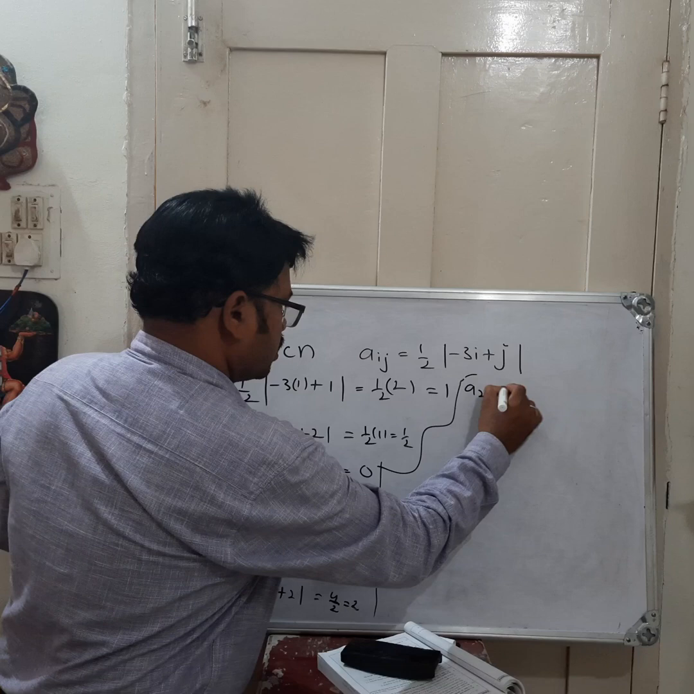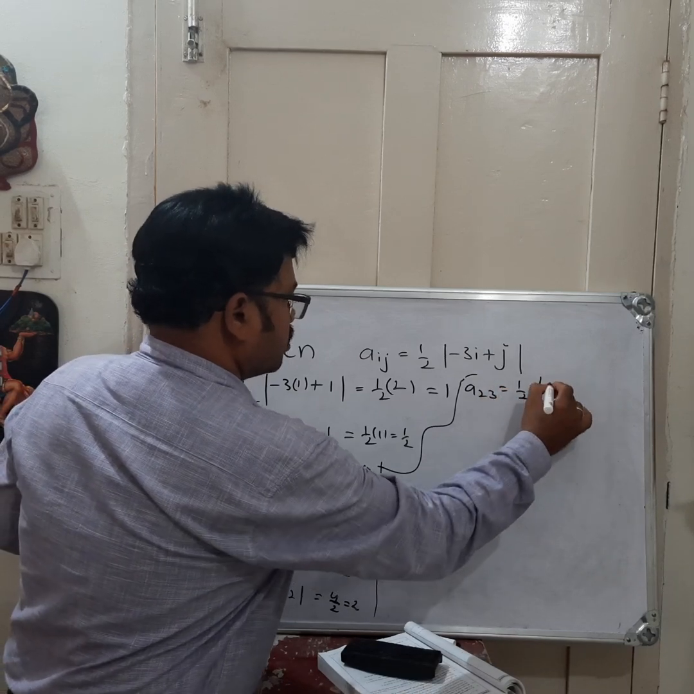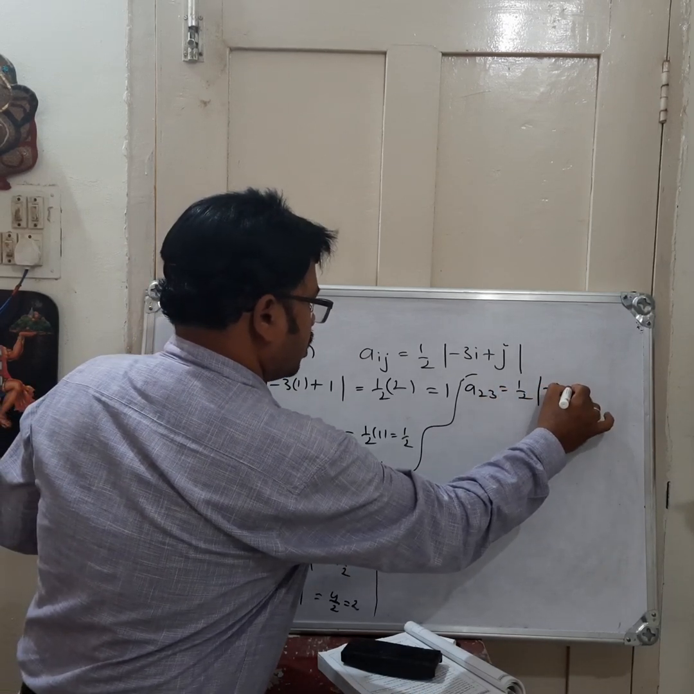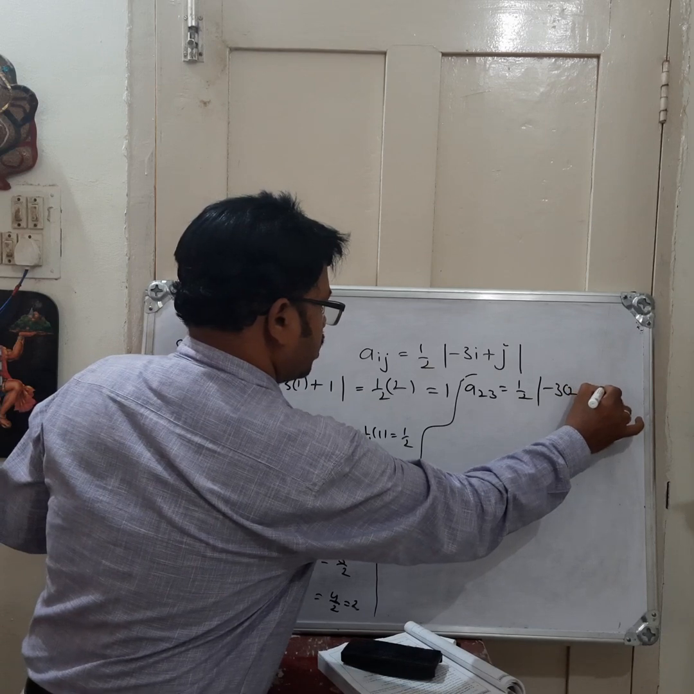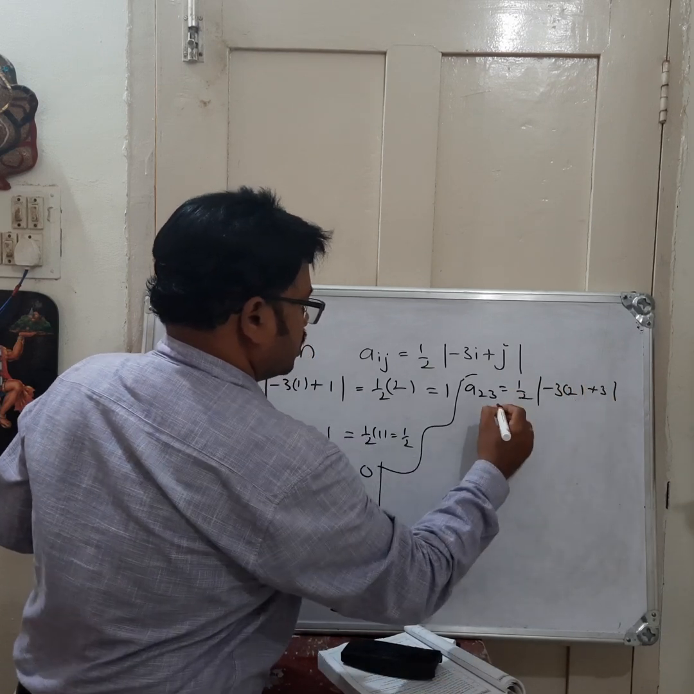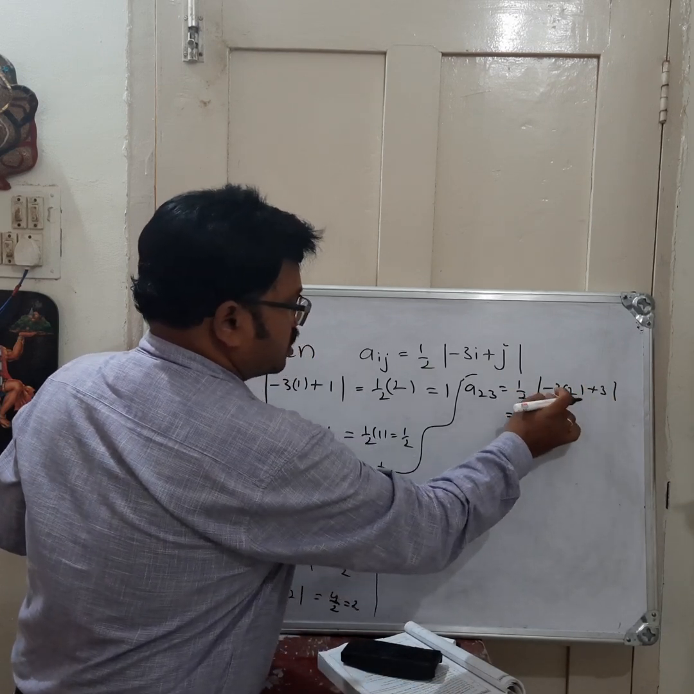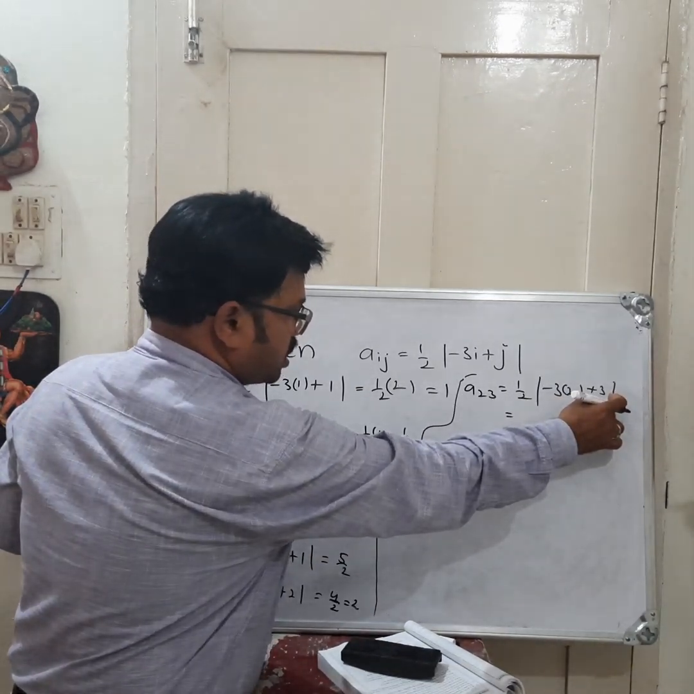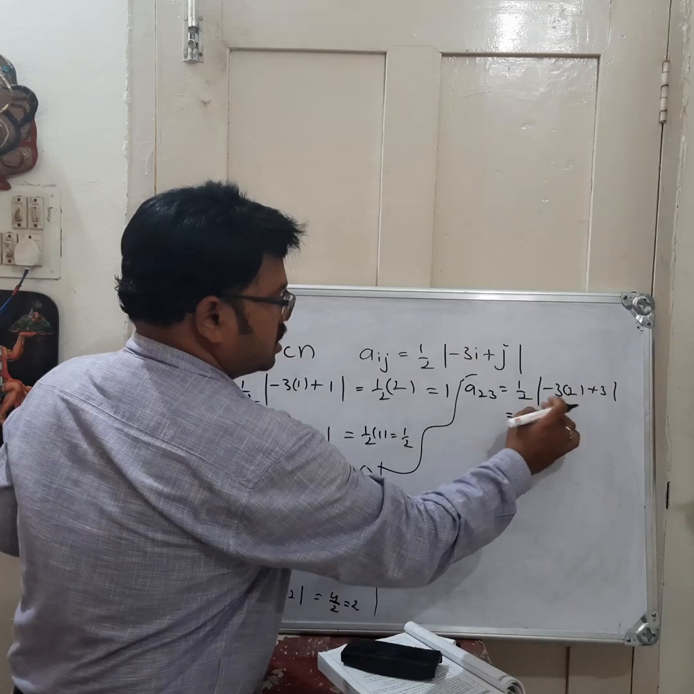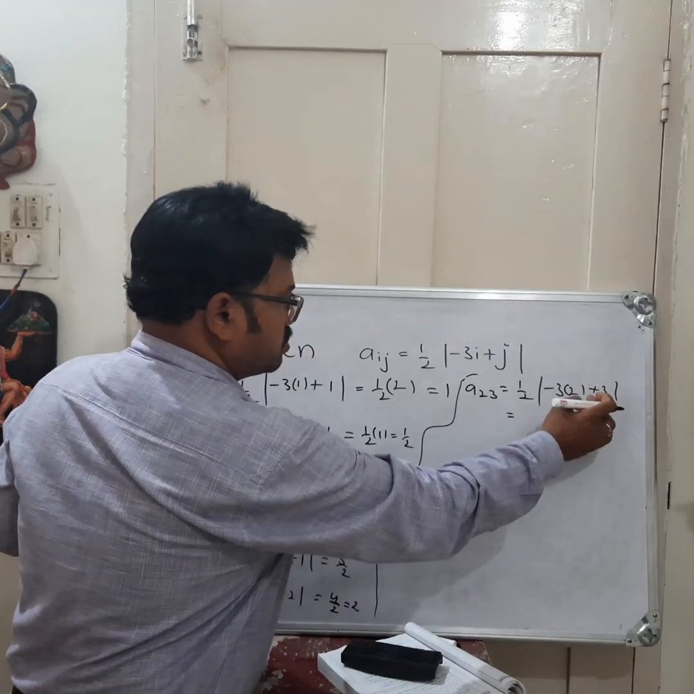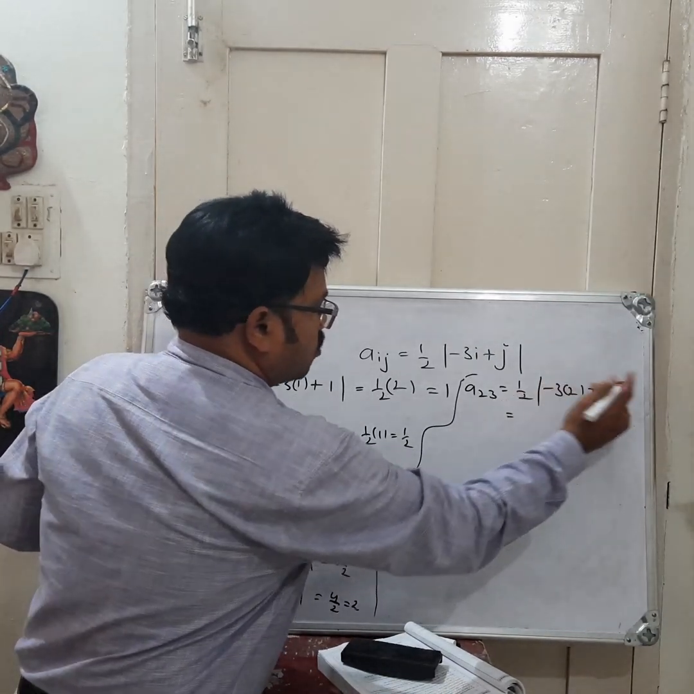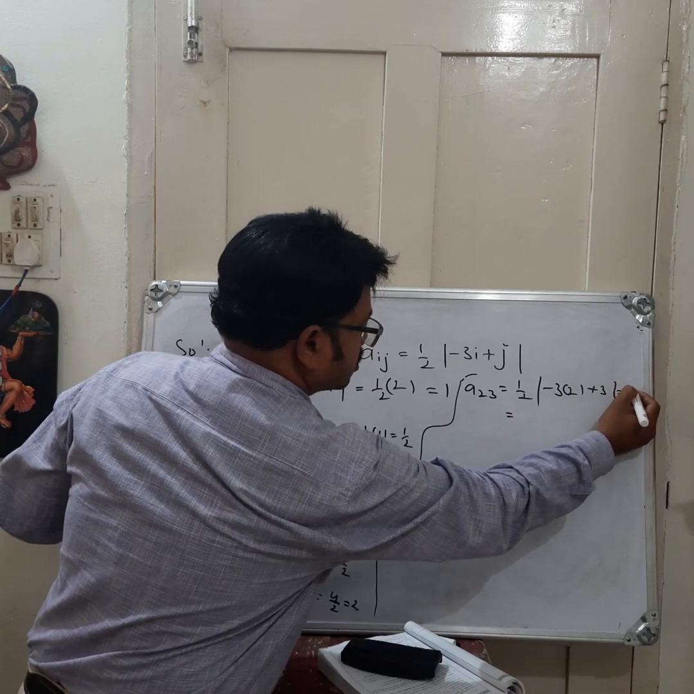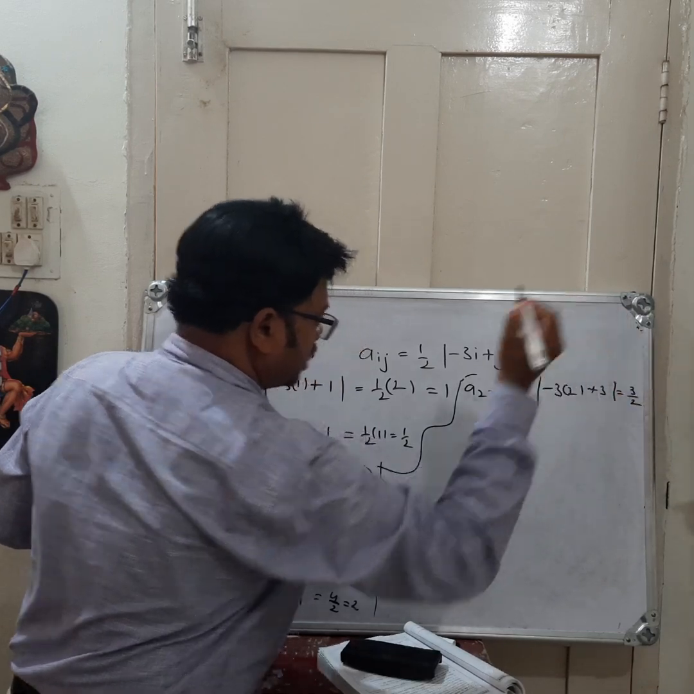A23 is equal to 1 by 2 minus 3 into i value is 2 and j value is 3. Here 3 2s are 6, minus 6 plus 3. Minus 6 plus 3 means the value is minus 3. Due to this modulus, the value becomes plus 3. So 3 into 1 by 2, the value is 3 by 2.